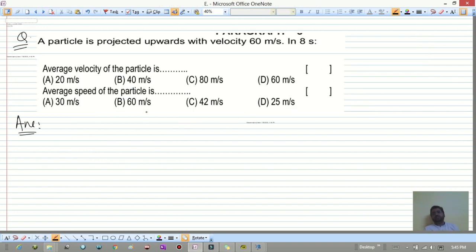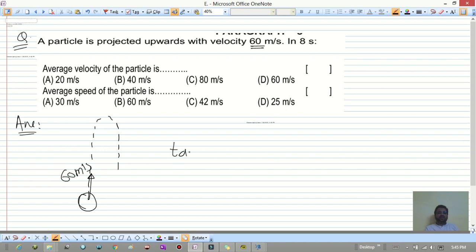Chalo. Next problem. Now see, a particle is projected upward with velocity 60 meter per second. What will happen in 8 seconds? So see, what is the time of ascent? Time of ascent will be u by g, 60 divided by 10, so that is 6 seconds. That means the particle will go towards the maximum height, and in the remaining 2 seconds it has to travel back.